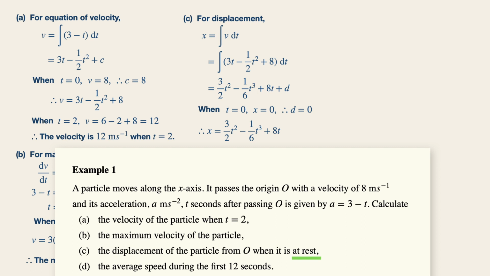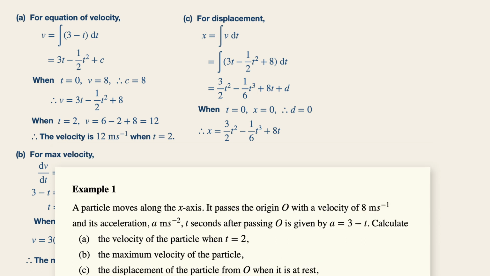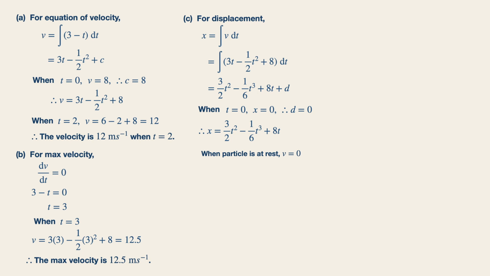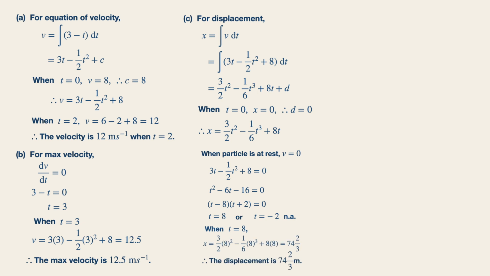So when you see the keyword at rest, the velocity is equal to 0, meaning that it is not moving. Therefore, 3t minus half t squared plus 8 is equal to 0. And by solving this quadratic equation, the value of t is equal to 8 because t cannot be minus 2, which is a negative number. Now when t is equal to 8, simply plug this value into the displacement equation, and then you will have a value of 74 2/3 meters. Thus, the displacement of the particle from O when it is at rest is 74 2/3 meters.